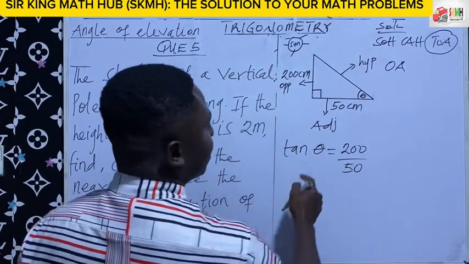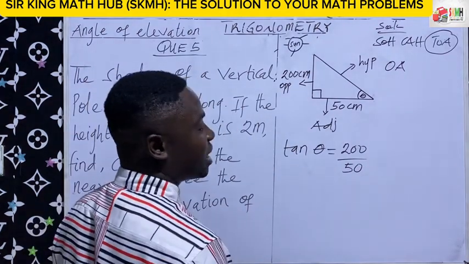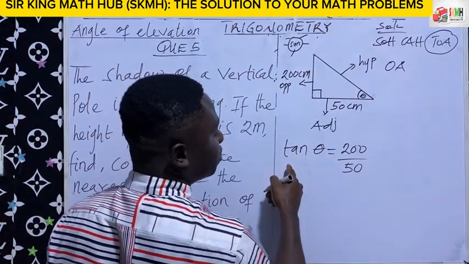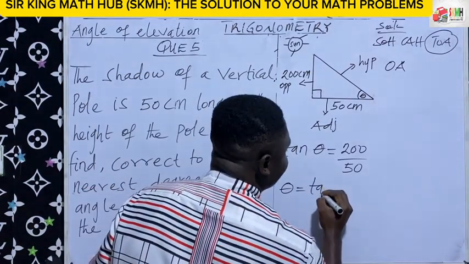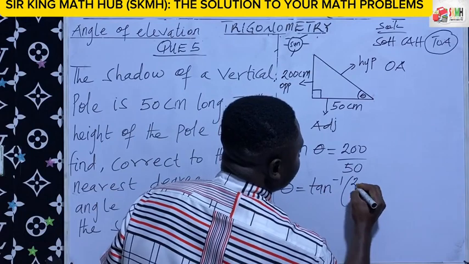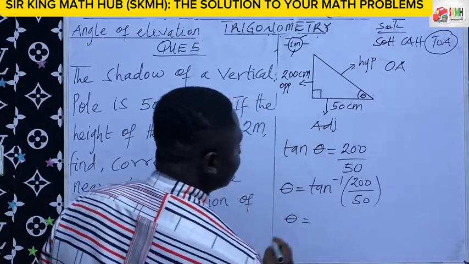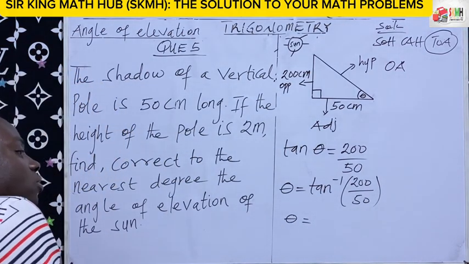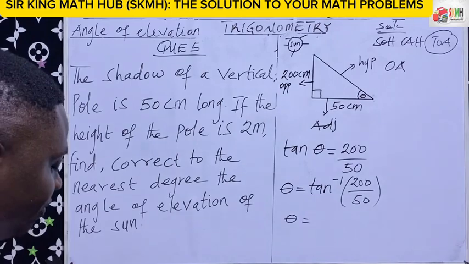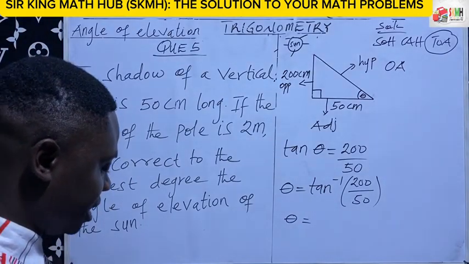So what are we looking for? We are looking for theta. So we have to take the tan inverse on both sides. Taking the tan inverse here will cancel out the tan, leaving theta on the left. And then we have the tan inverse of 200 divided by 50. The rest is calculator work. From our calculator, what is the tan inverse of 200 divided by 50?